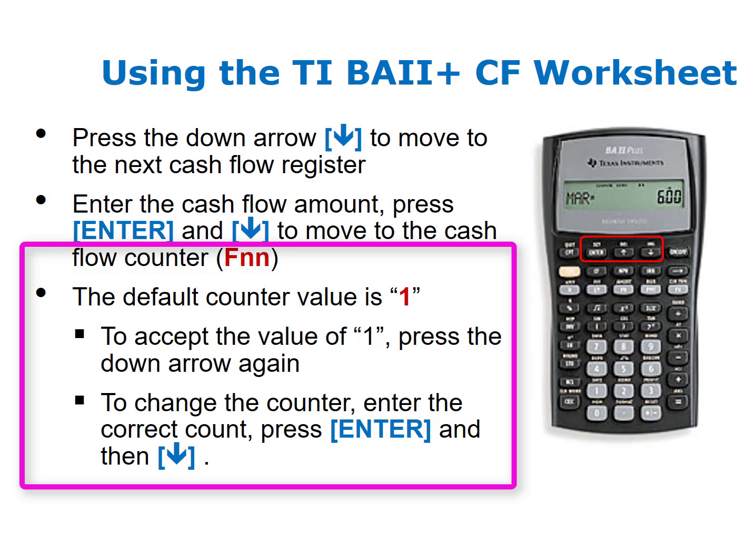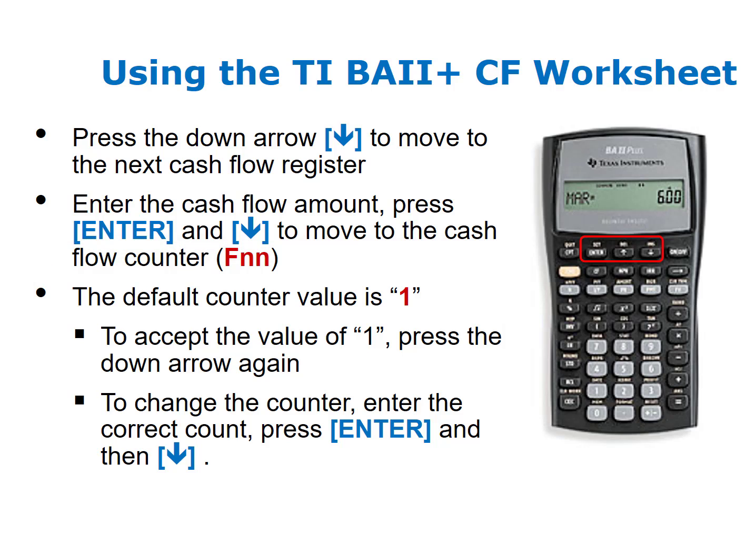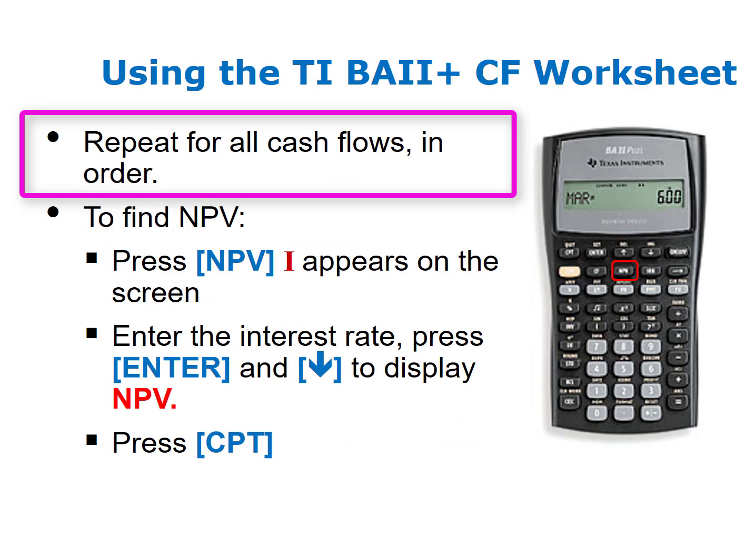Now you'll see the FO1, or FON, asking for a frequency. If sequential values in a cash flow stream are equal, then you don't have to enter each one. You can enter the value once and enter a frequency. The default frequency is 1, and you can just press enter to accept the default. Repeat for all the cash flows. Enter and down steps for all cash flows.